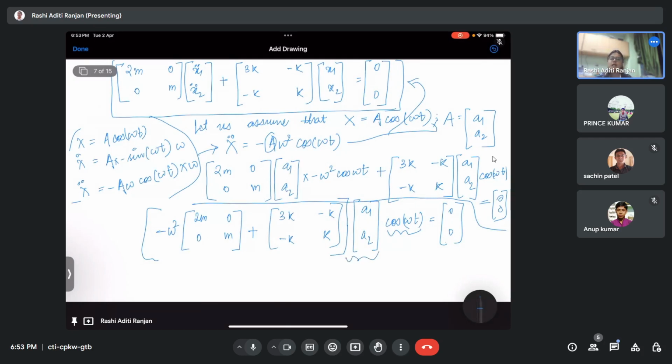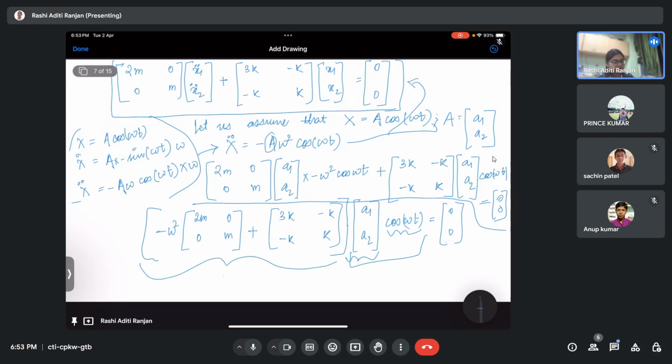My A1 and A2 cannot be 0 because a vibration cannot happen if the amplitude is equal to 0. The amplitude should exist, and I've already assumed that this whole term is actually my solution. So how can I assume that my solution is 0? It's a trivial case, right? And I'm actually trying to find out the non-trivial. I've assumed that my solution is a non-trivial condition. Okay, so I'm left with this matrix, and this is equal to 0.